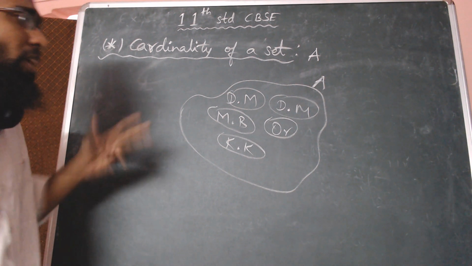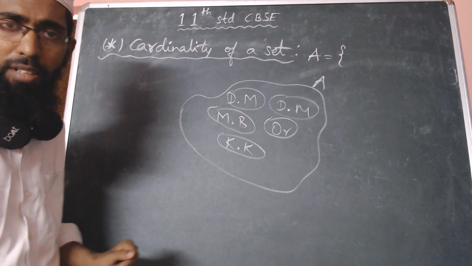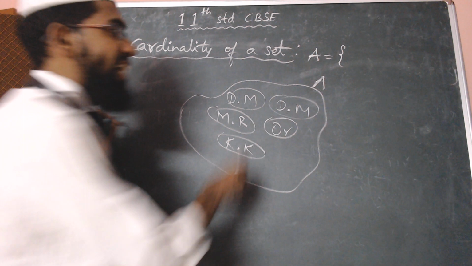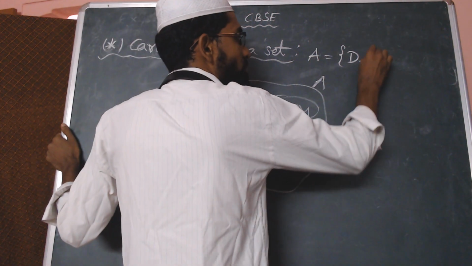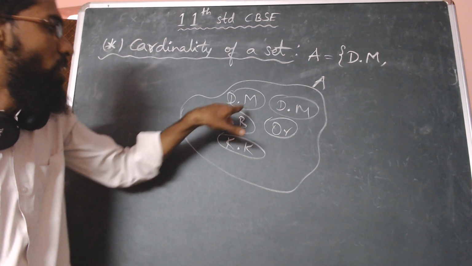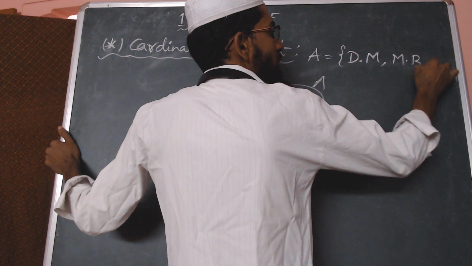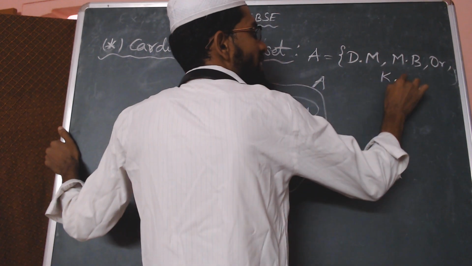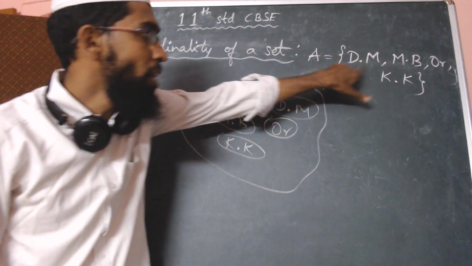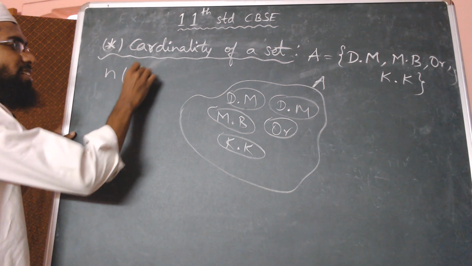Now, if we write the set in roster form, this is an important condition. Please listen. The Dairy Milk chocolate is present twice in this cover, but when we write it in roster form, we will not write it 2 times. We will write it only 1 time according to set concept. Dairy Milk 1 time, then Milky Bar, then Oreo, then Kit Kat. So the number of elements in the set is how many? 1, 2, 3, 4. So the number of elements of the set A is nothing but 4.